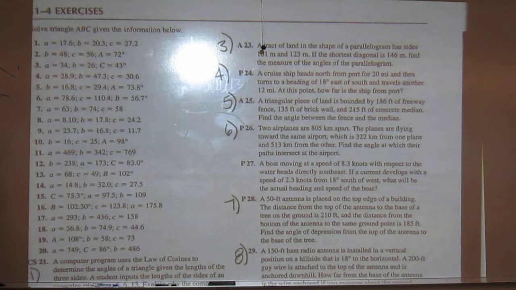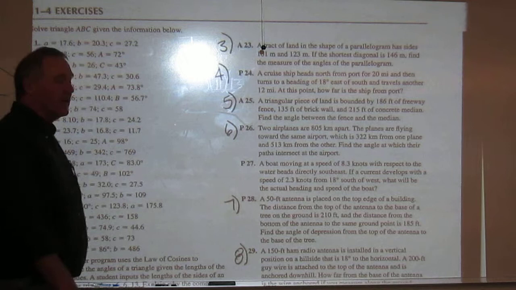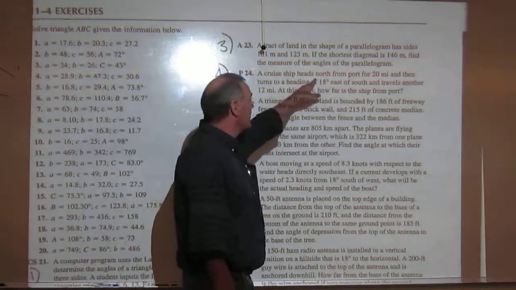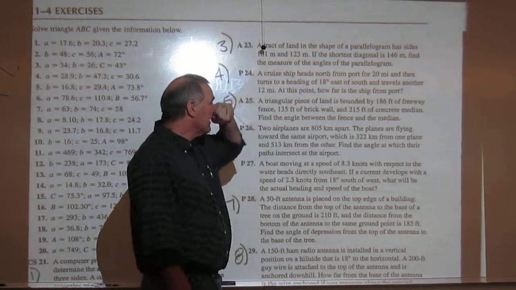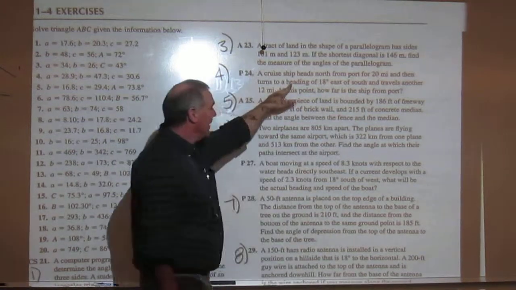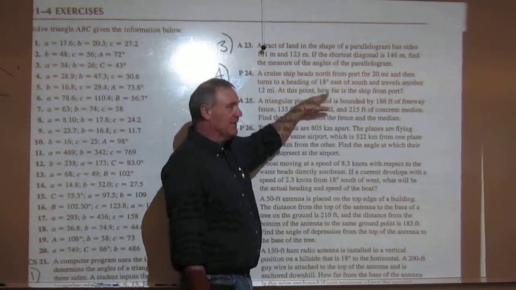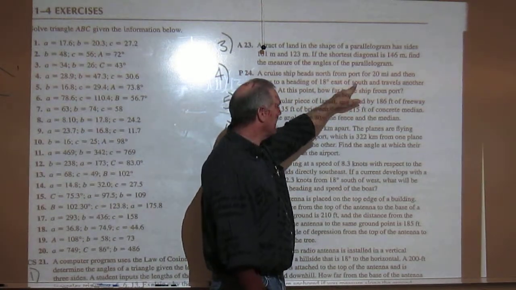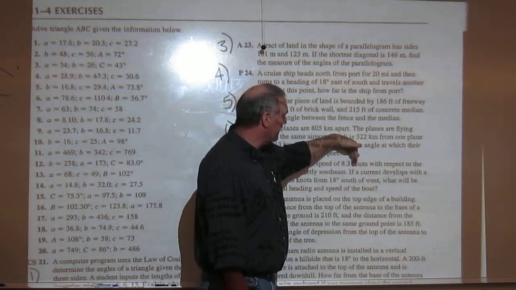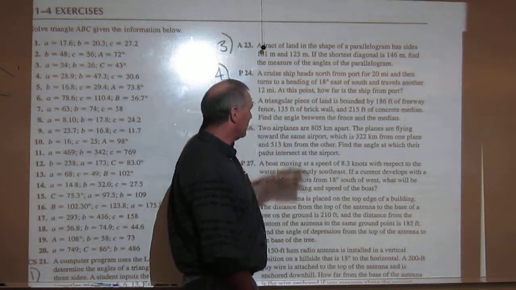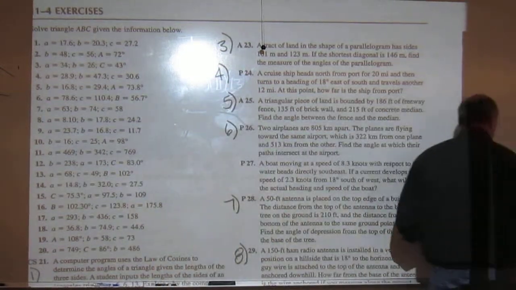Because it says it turns to a heading. Yeah, so you've got your heading questions. You want to take these quite literally. Make sure you're reading every single word when you look at these. So a cruise ship heads north from port. Now north is a vertical line, right? You think of a map. For 20 miles. They then turn to a heading of 18 degrees east of south. So that's going to give you a direction straight south, and we're going to turn 18 degrees to the east. We'll put that on the board here. Travels another 12 miles. At this point, how far is the ship from port?